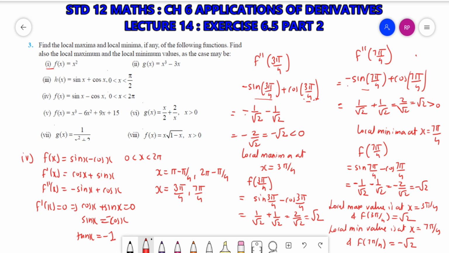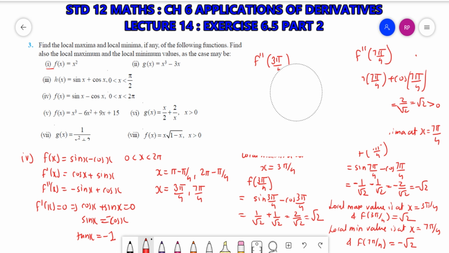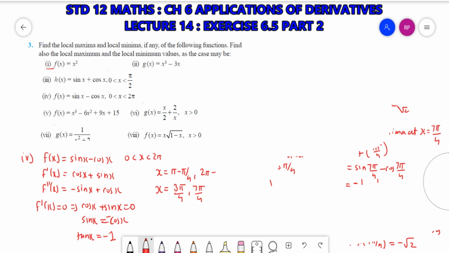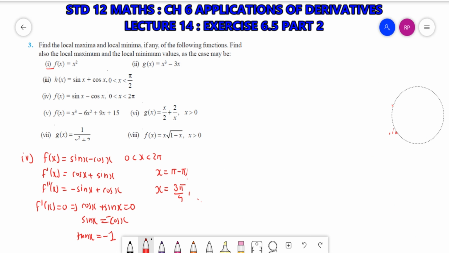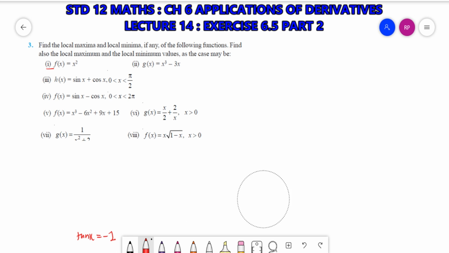Okay, now let's see some other. Now let's see the last, that is eighth one. Okay, question number 8. f(x) is equal to x into root of 1 minus x, and x is greater than 0.